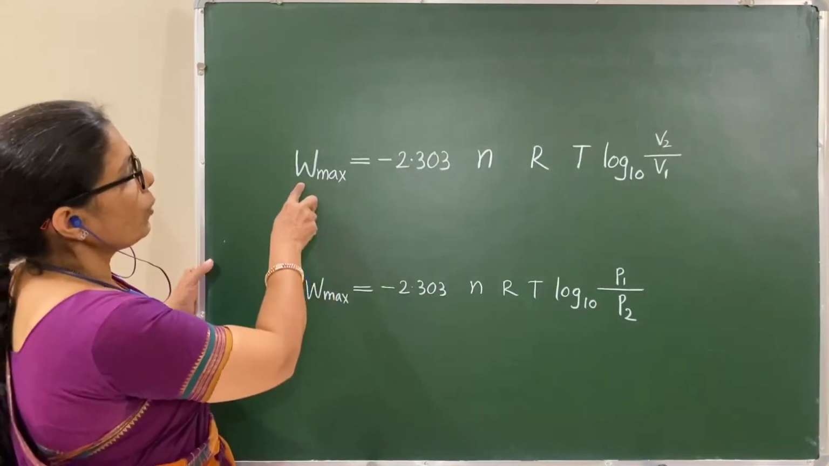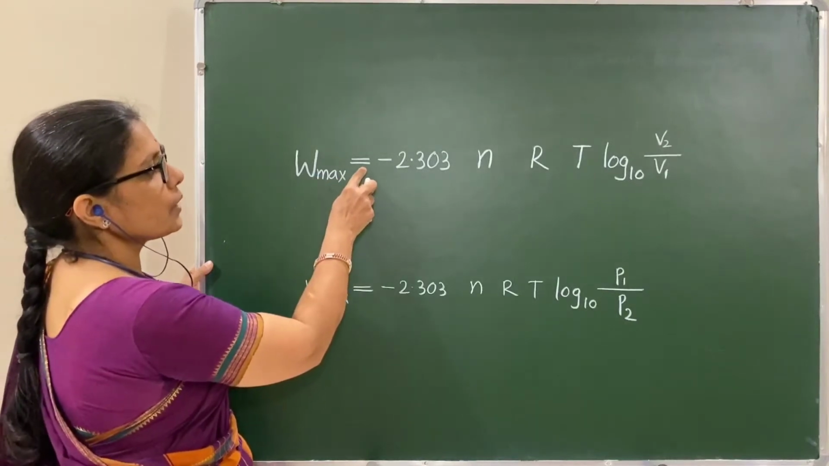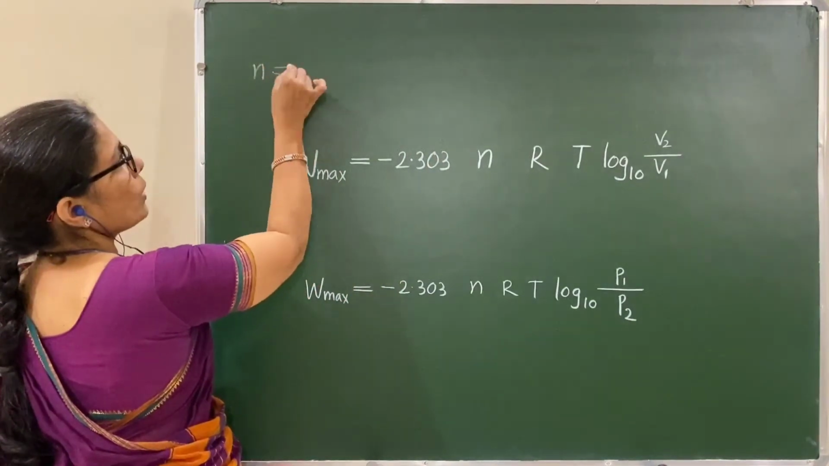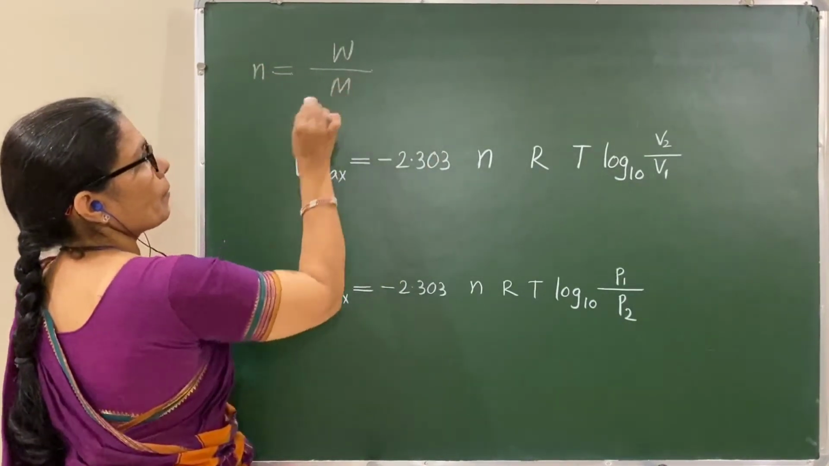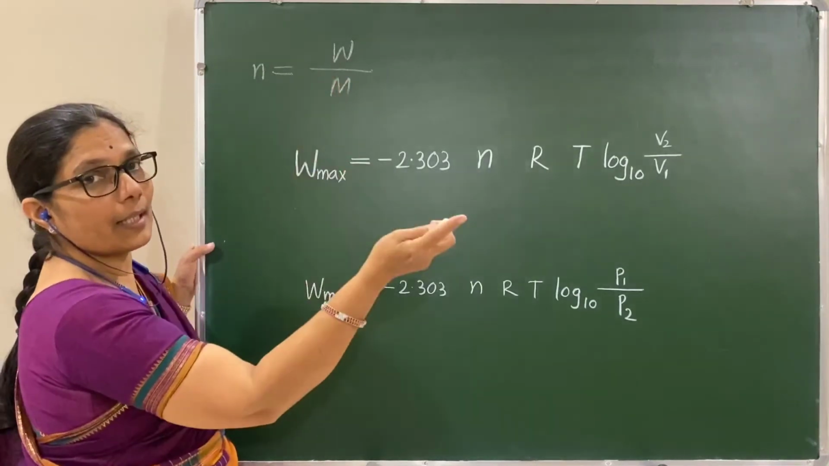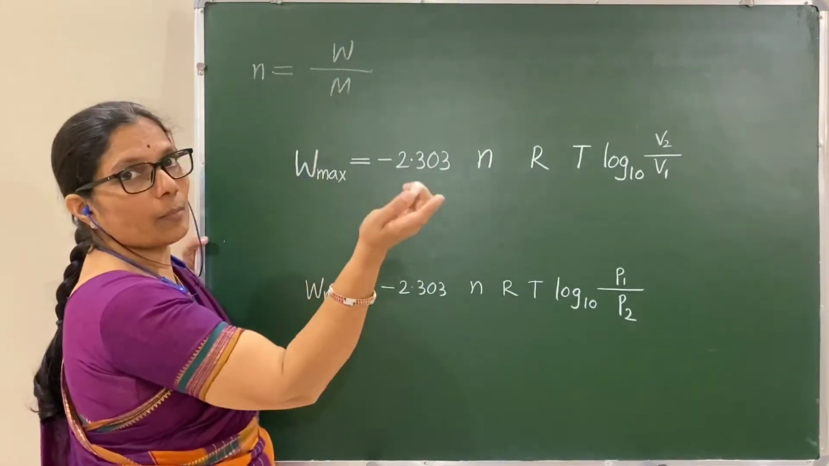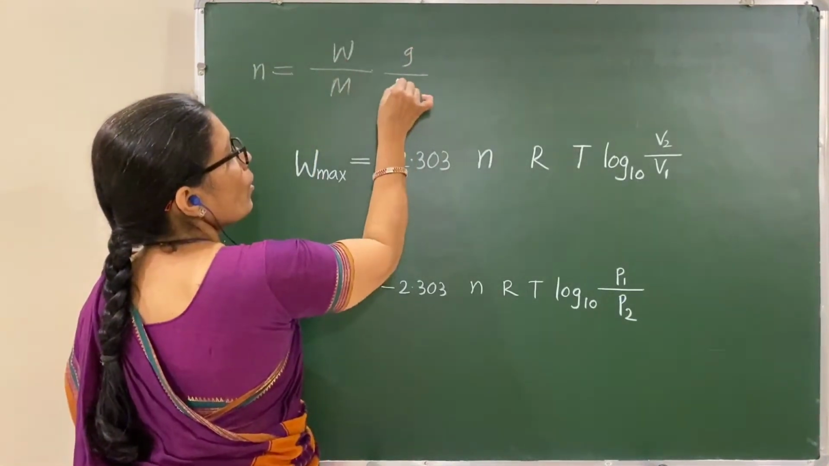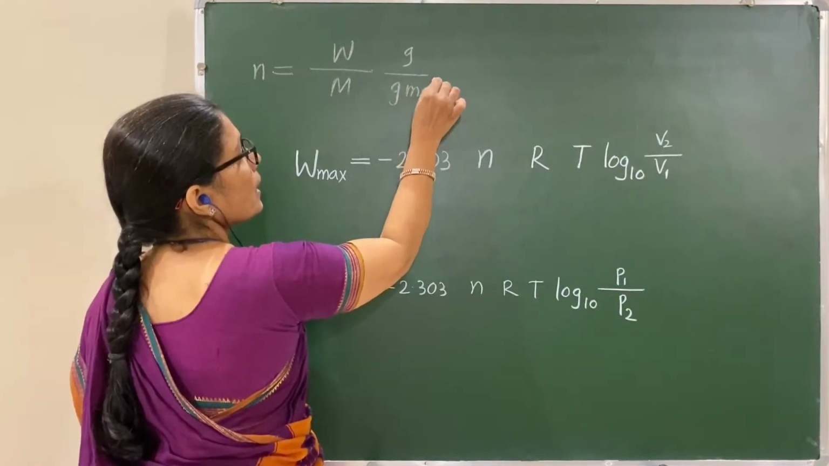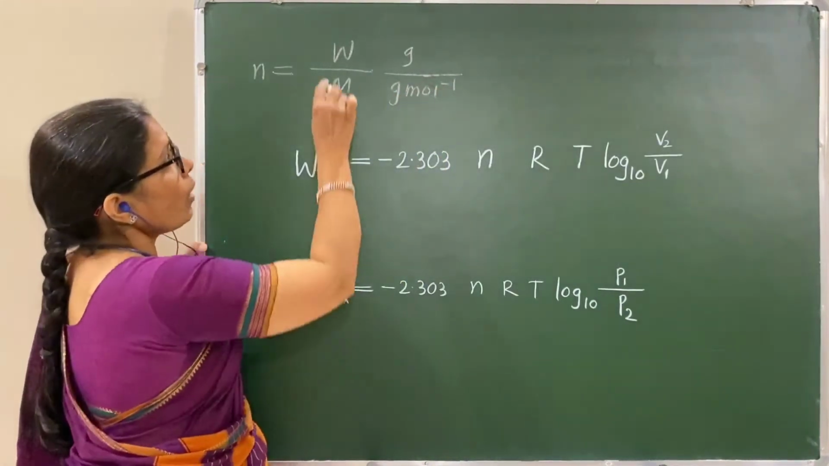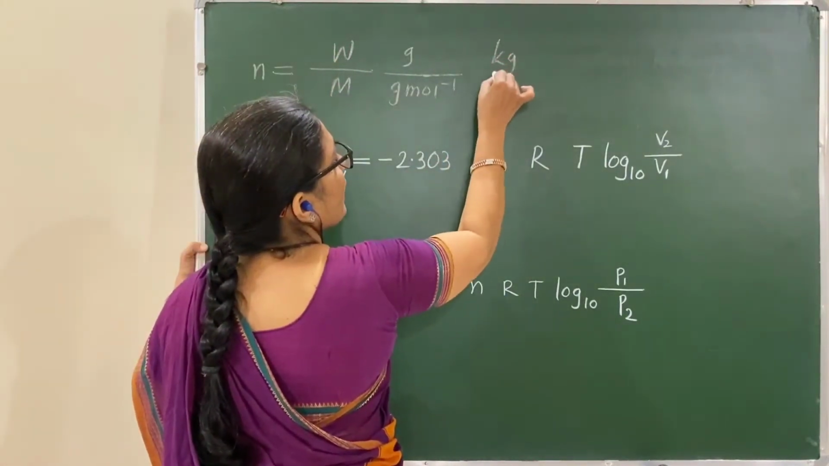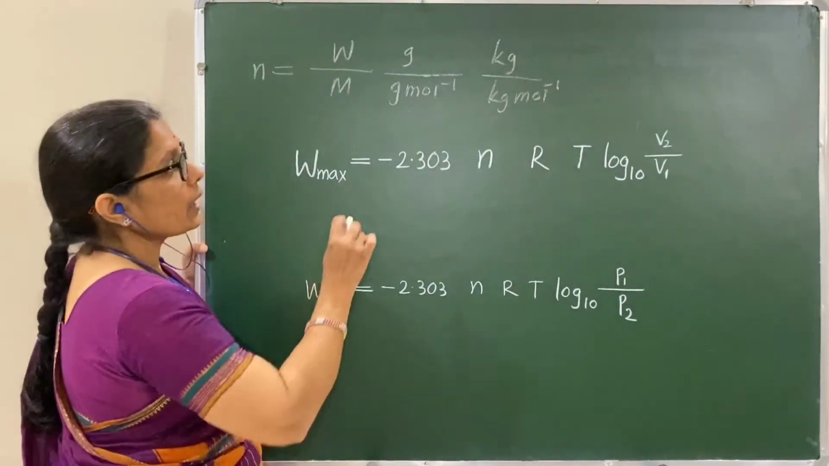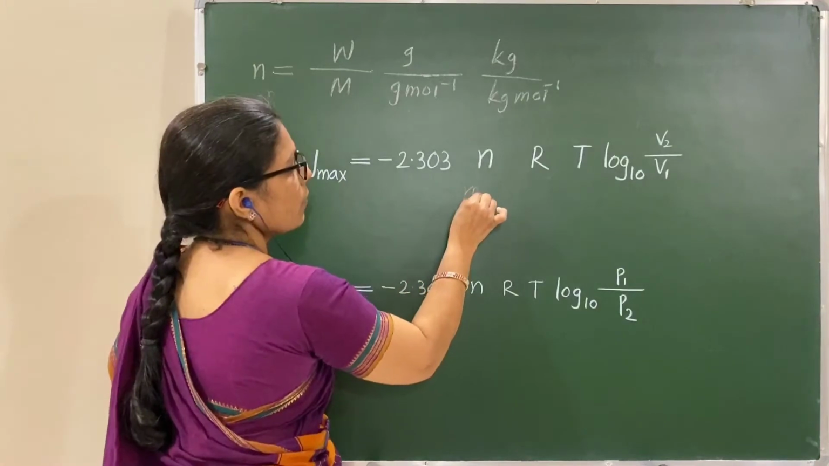See here, W max, that is maximum work, is equal to minus 2.303 nRT log V2 upon V1. N is the number of moles, that is W upon M, where W is the mass of gas and M is the molar mass of gas. Suppose it is in gram, then this is also in gram per mole. Or if it is given in kg, then it is also used in kg per mole. Therefore, the unit for n is mole.